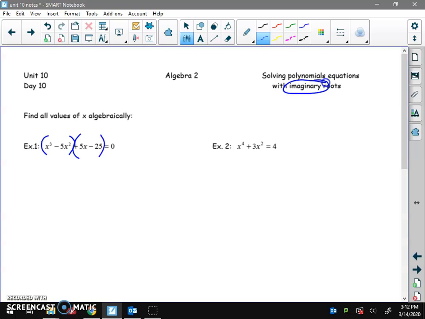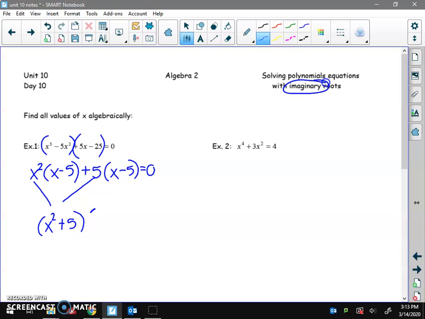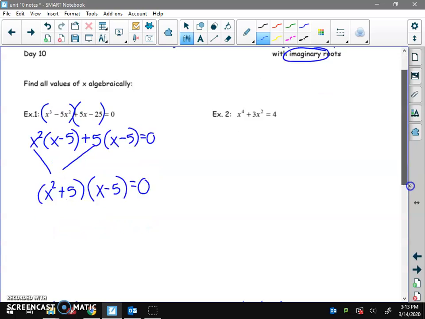grouping. The GCF of the first group is x squared, leaving x minus 5. The GCF of the second group is 5, also leaving x minus 5. When we get our factors, remember the GCFs pull out to one factor, x squared plus 5. The other factors that were repeated show up as the second factor, x minus 5 equals 0.